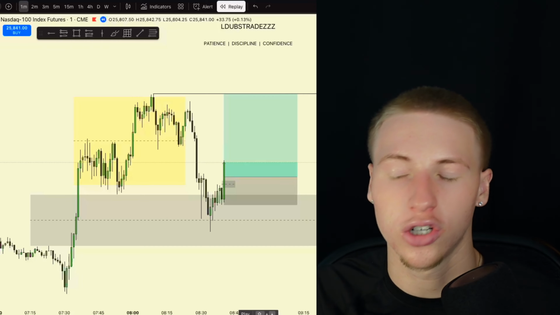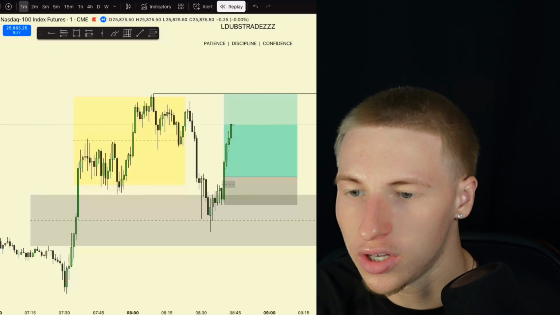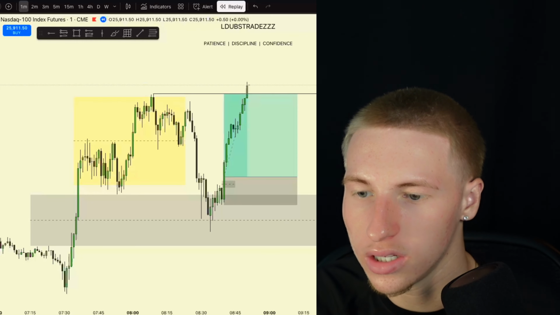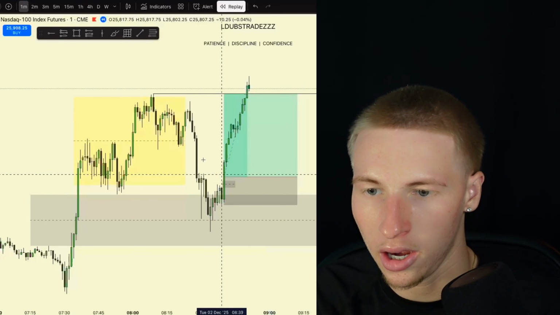We got our risk down. We got our targets down. Once again, it's just as simple as play it out. So bang, you can see that manipulation played perfectly.